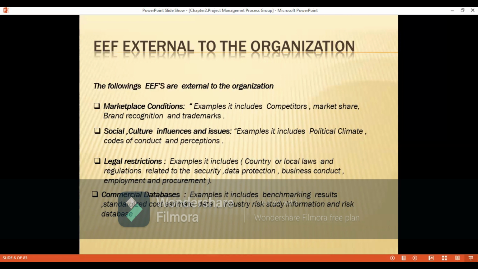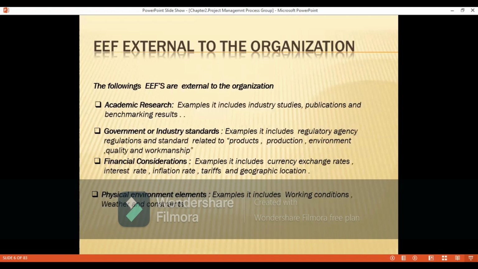Commercial database. Do I have today a commercial database about my competitors and about the market I'm going to penetrate? It's very important to have such information to reduce the level of risks that could affect your organization. Again, your academic research: does the company invest in spending on research work? And then we have the government or industry standards. It looks at the regulatory agency regulations related to production, the environment, and the quality of the workmanship. So what are the industry standards we're adopting?